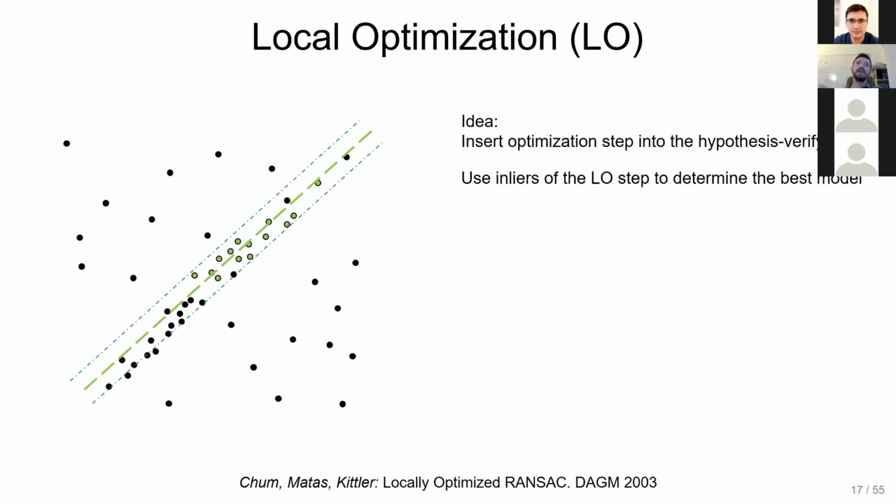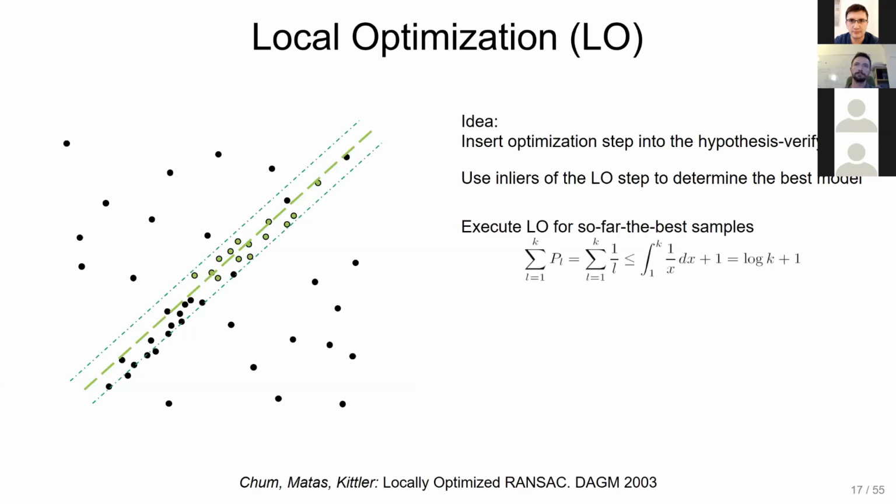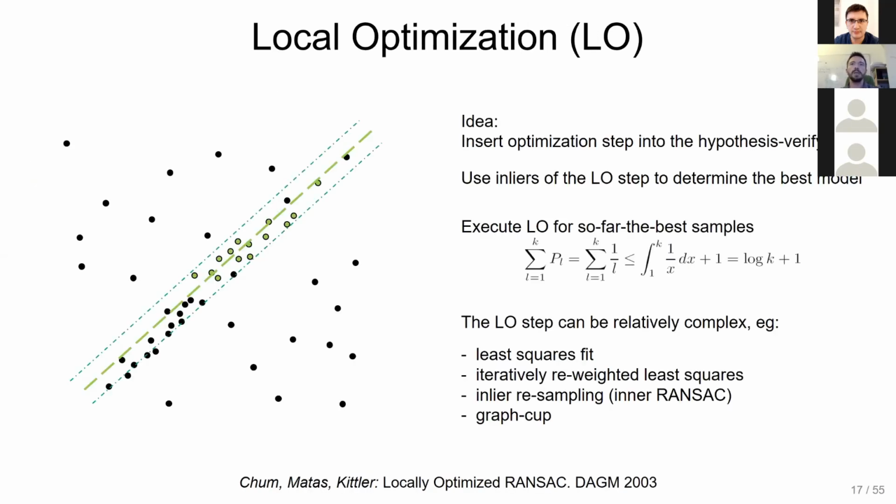So if we find the best model so far from the sampling, you can actually run local optimization on this model to find all the inliers and to have a better idea what fraction of inliers is in the data. So how often do we execute such an optimization? How often do we observe the best sample so far? It turns out that this happens logarithmically with the number of samples. So it's not that many times throughout the execution of RANSAC, and the local optimization can be relatively complex compared to just constructing the model from a sample.